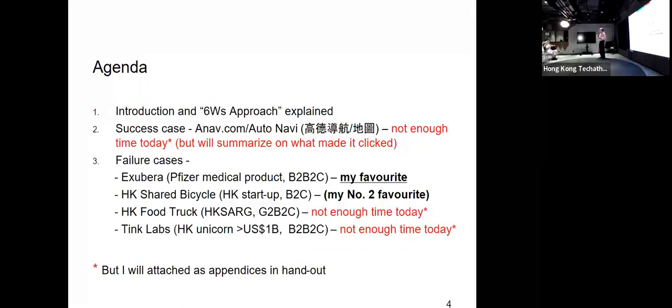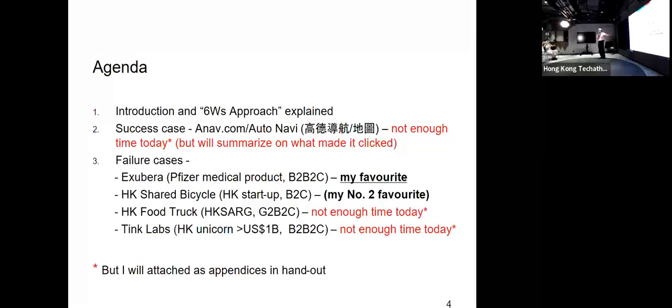Hong Kong Share Bicycle is a very, very interesting case that all of the six W's, to my understanding and my analysis, they did it all. It is very, very difficult to find a case where a company did it all.